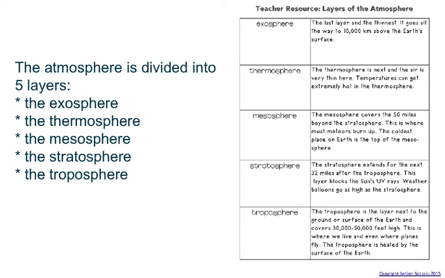If you've ever seen a shooting star, that's actually a meteor. Most meteors never make it to Earth. They burn up in the mesosphere. The stratosphere is really important. It contains the ozone layer that protects us from the sun's harmful rays.